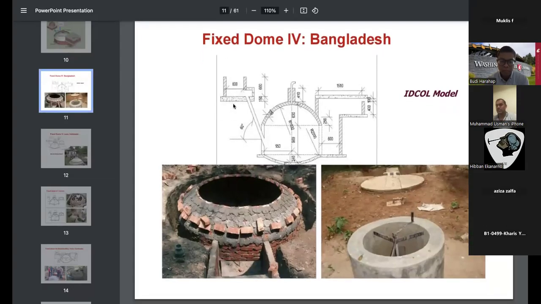So if you see the next picture, it is from Bangladesh, and it is basically the same as the Chinese biogas plant. They're also using arc, and the arc has walls on both sides. But the major difference between Bangladeshi fixed dome and the Chinese fixed dome is that the outlet tank is also arc type in Chinese biogas plant, whereas in Bangladesh, they are making a rectangular outlet tank as compared to the Chinese biogas plant.